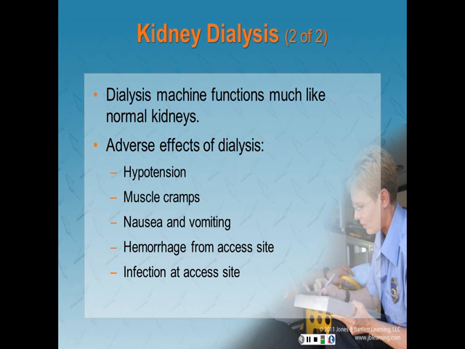Some adverse effects of dialysis include hypotension, muscle cramps, nausea and vomiting, hemorrhage from the access site, and infection at the access site. It's important to remember that many dialysis patients will also have urinary catheters, and they can often be the site of infection.